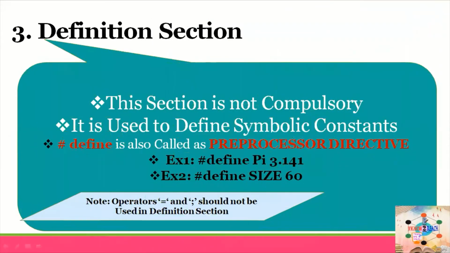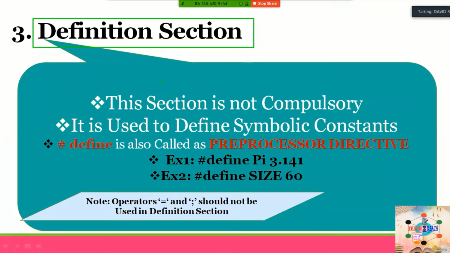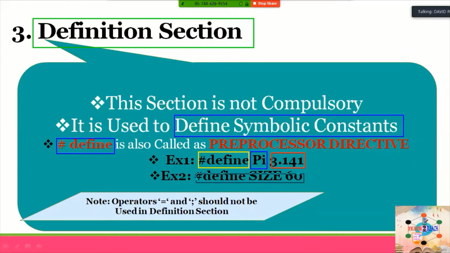And third one, we will see the definition section. This definition section is not compulsory, but it is used to define different symbolic constants. To define symbolic constants, the preprocessor directive used here is hash define. A simple example: hash define is the preprocessor directive, pi is called a symbol, and 3.141 is called a constant. To define this constant with so and so symbol, the preprocessor directive hash define is used. Another example, hash define SIZE 60.